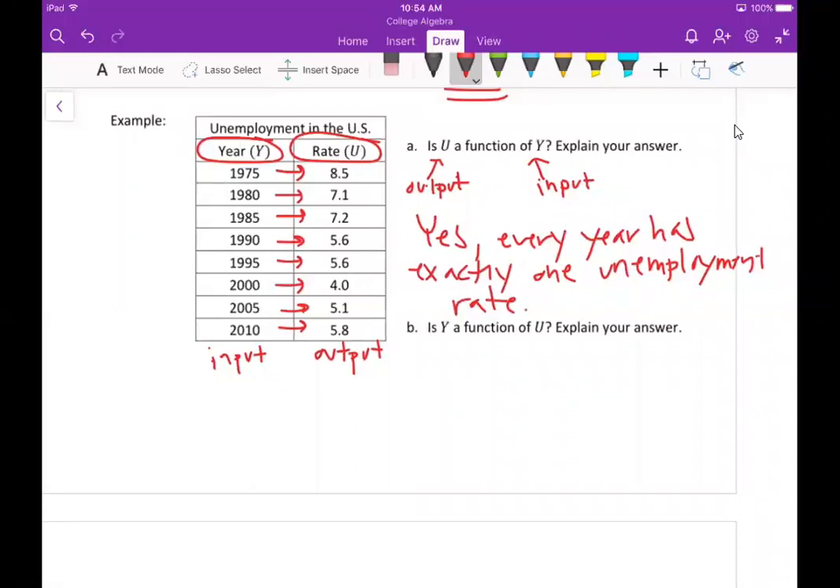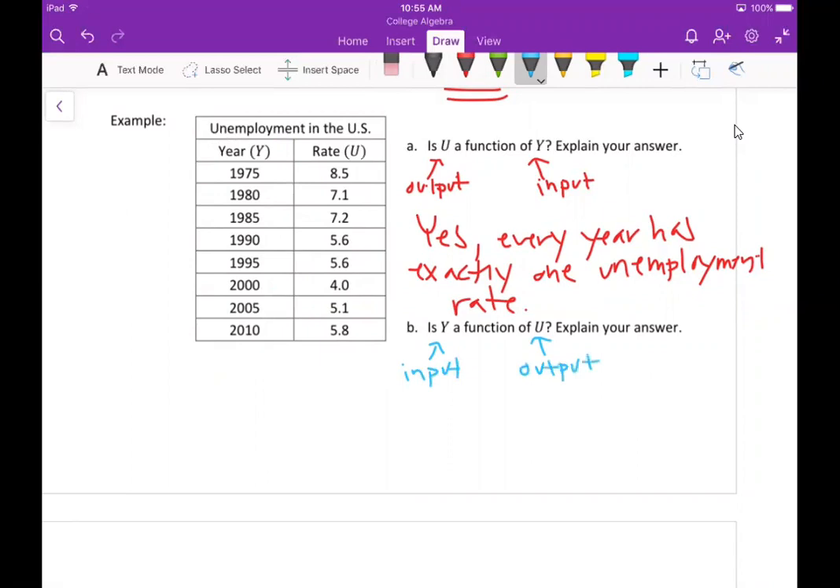Okay, but what about switching those two things around? That changes the question entirely, right? So for this next one now, we're talking about, is y a function of u? So now we've switched this around. y is going to be our input, and u is going to be our output. So our table won't be set up typically. So write that down for yourself. Now over here, you're thinking about this is the input and this is the output. So you're going this way with the table.